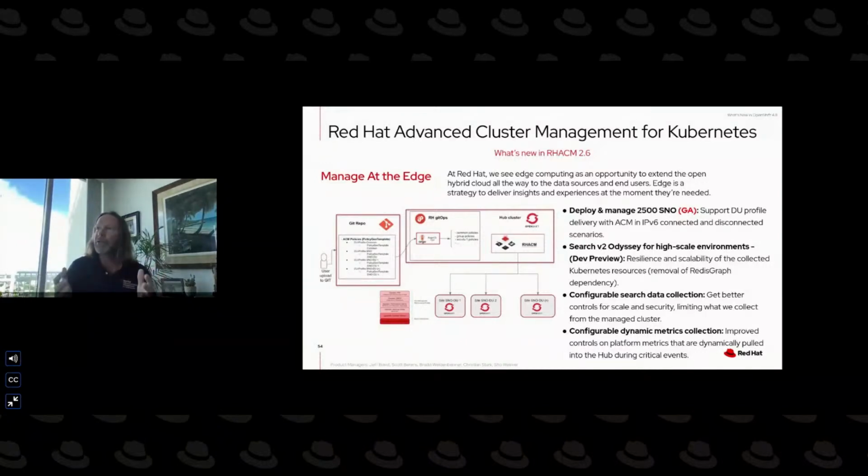So if you have resource constrained environments out at the edge, you don't want to collect all the metrics, but there are some that you really want to bring back. We've made it very easy for you to decide which metrics you want to bring back to the hub. And then, of course, in prior releases, we've integrated Alert Manager into that hub infrastructure. Next slide, please.